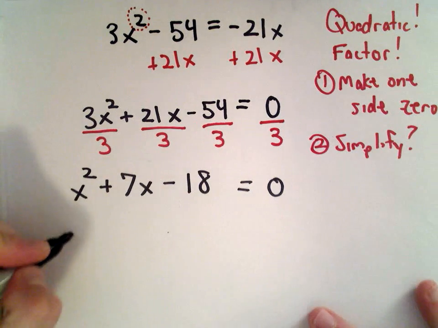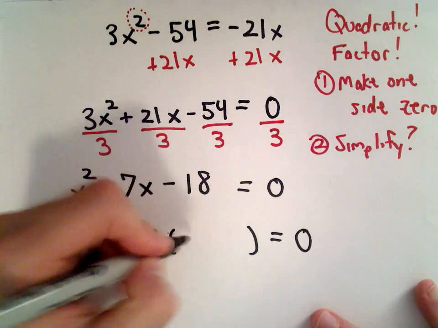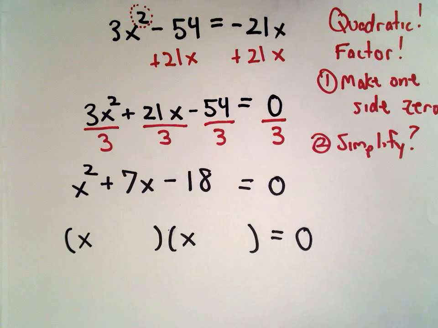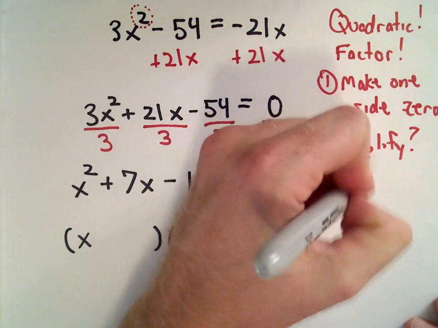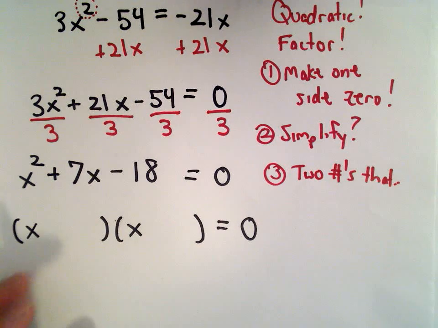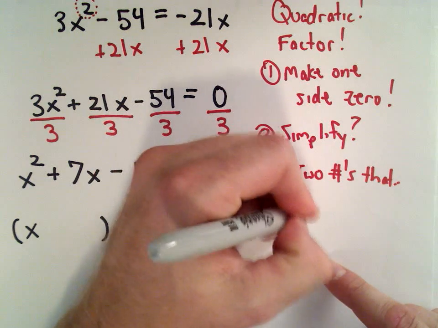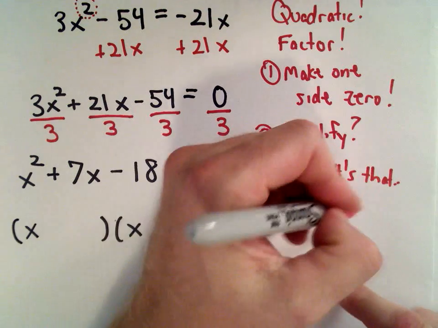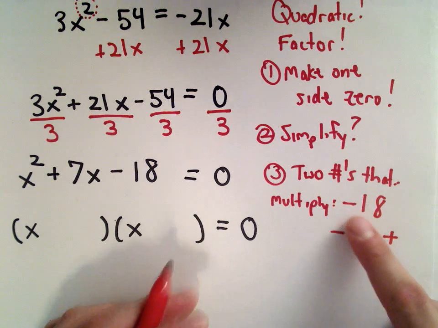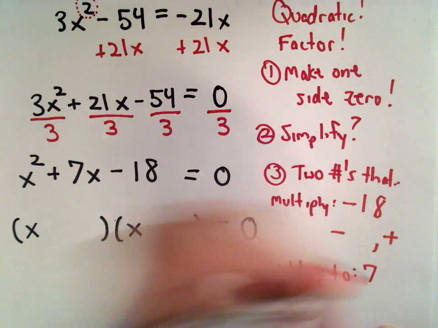So now I think, okay, here comes the factorization part. I'm left with a positive 1x squared, so I'm going to make two sets of parentheses. We put an x in the front parts. Now I ask myself, I need two numbers that satisfy some criteria. They have to multiply to the constant, which is negative 18. So I know that I'm going to need a negative number and a positive number to get a negative when I multiply. And they have to add up to positive 7.